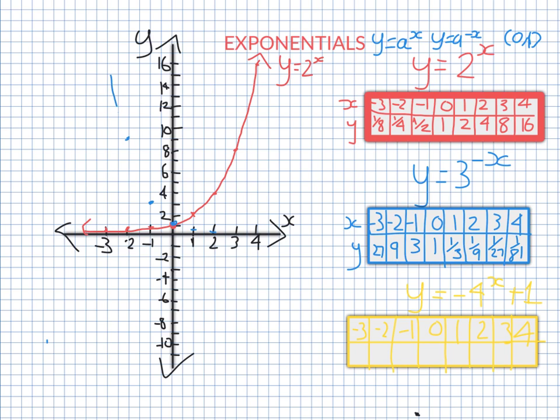So you can see the opposite's happening. It gets really large over the left-hand side, but then it gets really small and closer to the axis. But it never actually hits the axis. So if you have one that's just in the form y equals a to the x or y equals a to the minus x, these ones will never hit the x-axis.